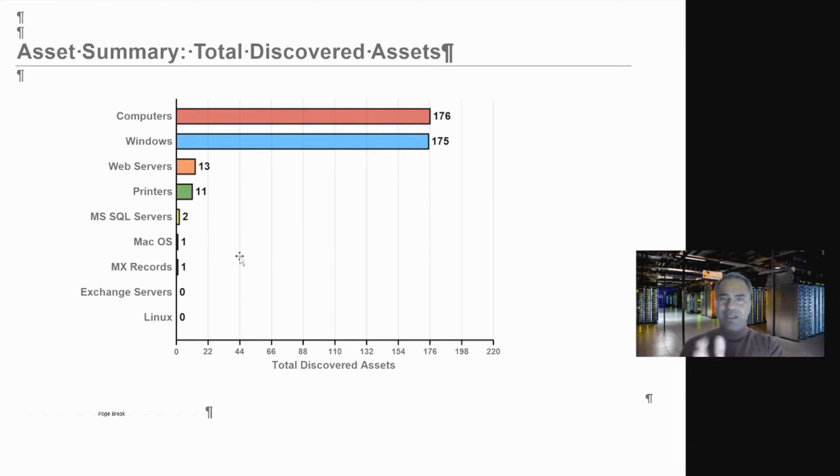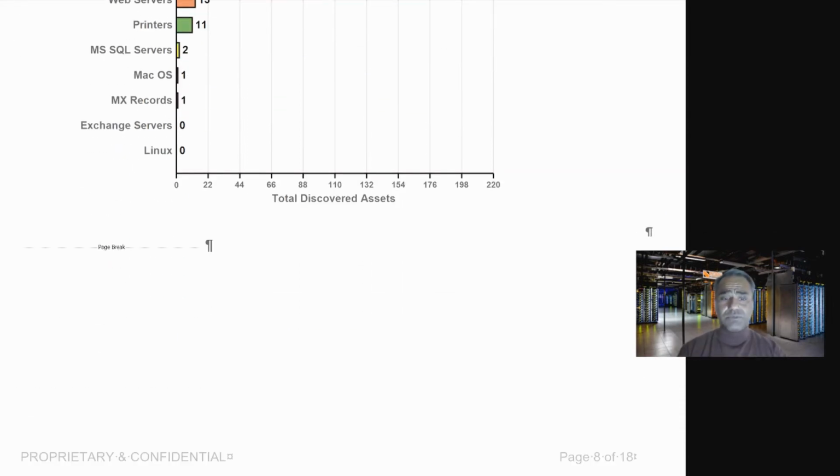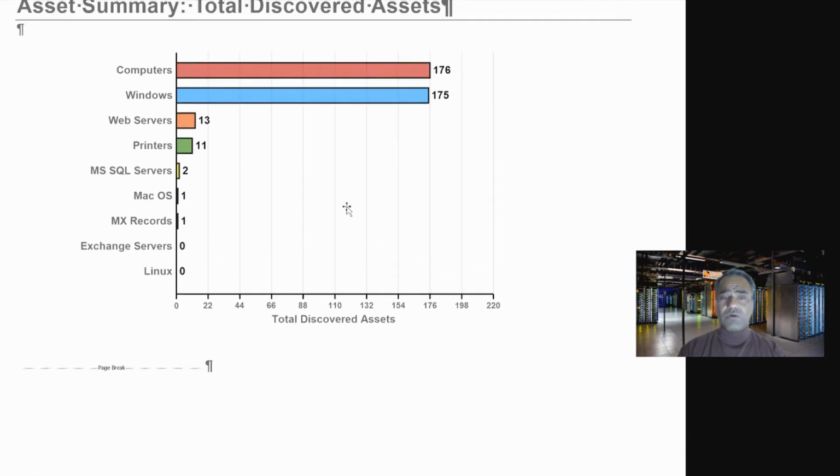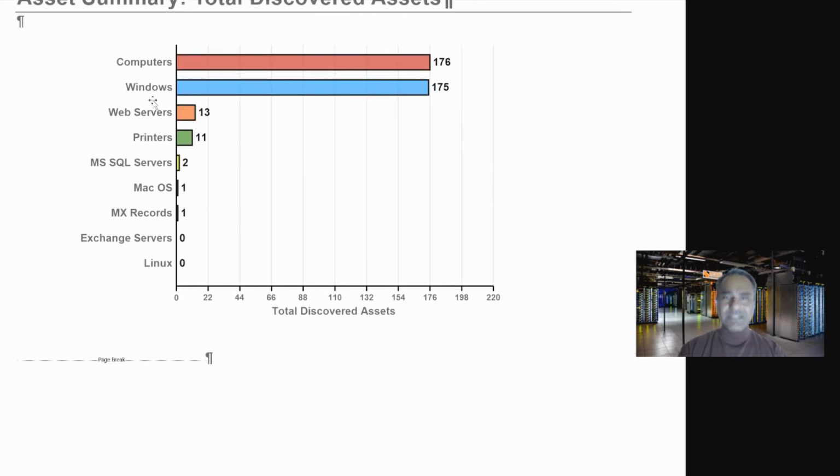See, I don't even know why this customer has 2 SQL servers. They're not supposed to. Mac OS 1, which is fine. 1 MX record, fine. No Exchange server, no Linux boxes, so that's good. Now, of course, the less stuff you have, the more secure you become, but the less productivity users will have. We have to strike the right balance here.